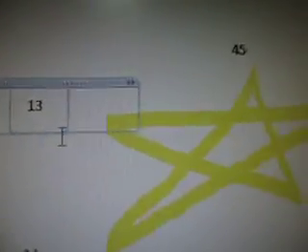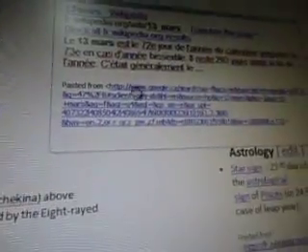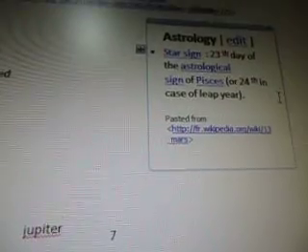Good luck. So what I did was take the first point, 13 Mars, and I googled 13 Mars on Wikipedia. It brought up all sorts of cool stuff in French, so I had to translate it to English. It says astrology, star sign: the 23rd day of the astrological sign of Pisces, or the 24th in the case of a leap year. That's what came up for that.